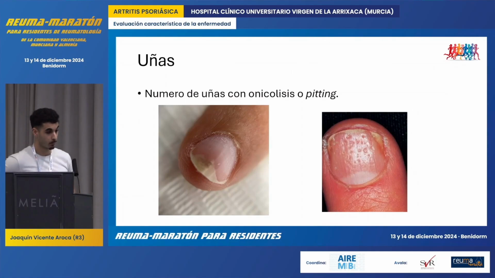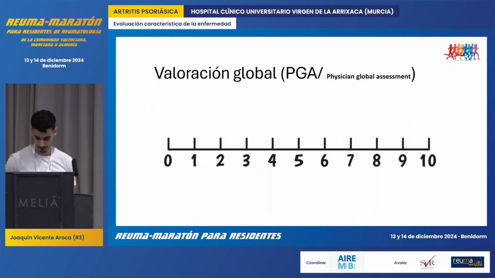As for nails, we'll proceed in a manner similar to what we did with dactylitis. That is, simply document and record it in the medical history, as previously mentioned. How many nails are affected? With those typical psoriasis lesions we've seen, such as onycholysis, pitting, or oil spots.